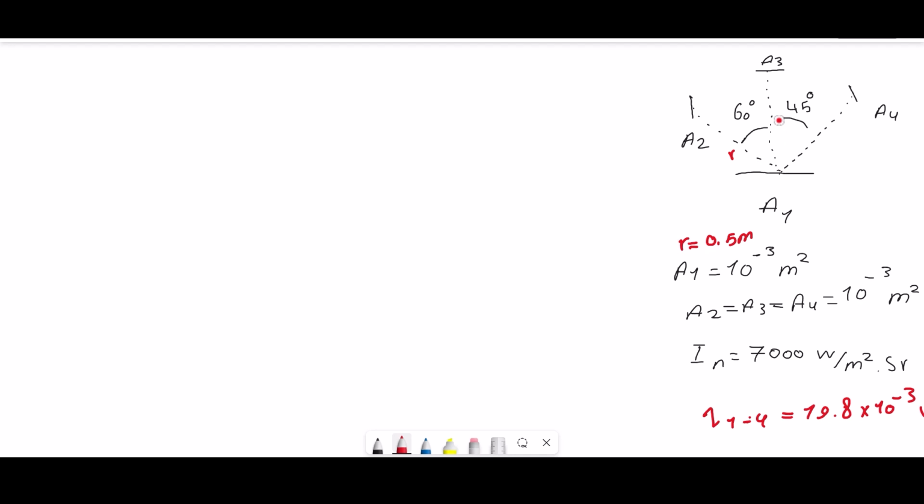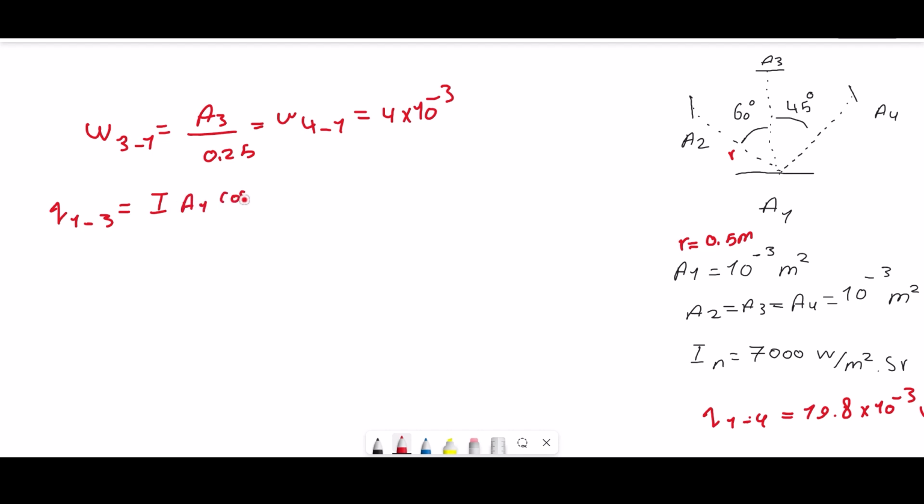Now, if we want to calculate the rate of heat transfer between surface 1 and 3, we first have to again calculate omega 3,1, which is equal to A3 divided by 0.25, which is the same as omega 4,1, which we calculated as 4 times 10 to power minus 3. And rate of heat transfer from surface 1 to surface 3 is equal to I times A1 cosine of 0, because these two surfaces are parallel, times omega 3,1, which is equal to 4 times 10 to power minus 3. And this heat transfer is equal to 28 times 10 to power minus 3 watts.